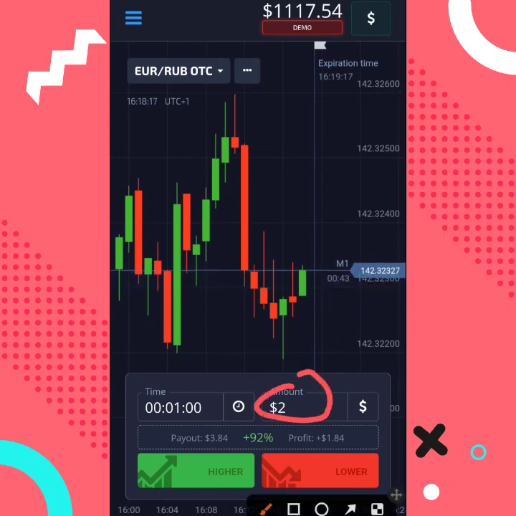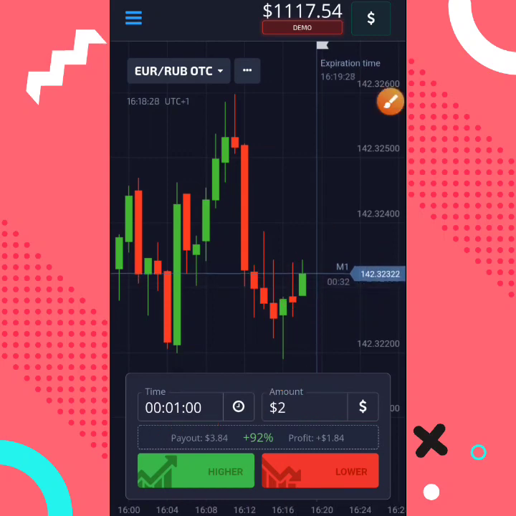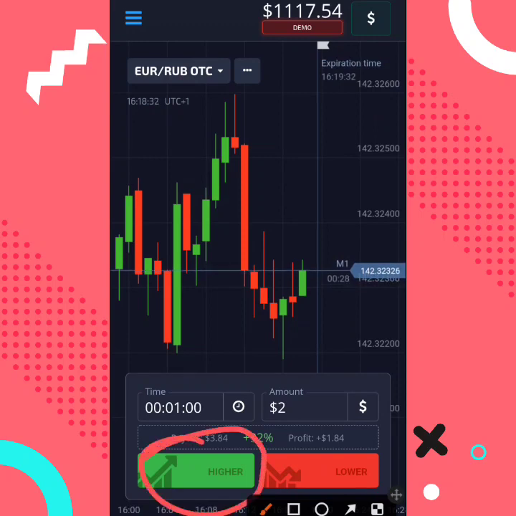Select the amount you want to risk, and then the time expiration, which is mostly 1 minute. Some people can use 1 minute candle and use maybe 2 or 3 minutes expiration. So it all depends on your trading pattern. Then you can finally place a trade when the time is okay to place a trade.